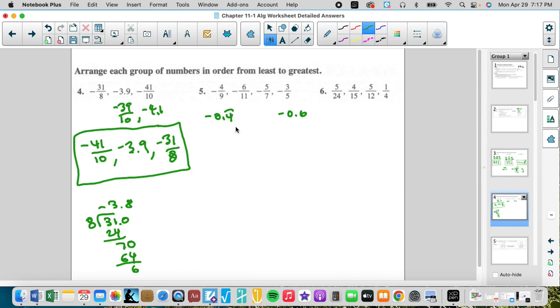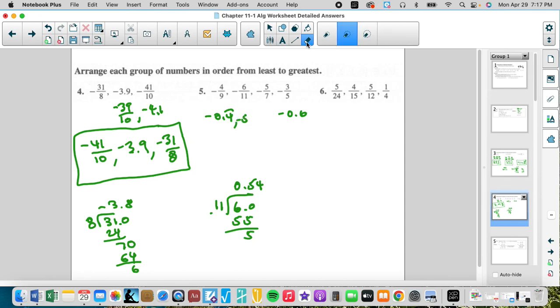Well, let's find decimals. 11 goes into 6. 0 times, goes in 5 times. So that's good. So that's going to be 55. And that's 5. So that's going to be 4. So this is going to be negative 0.54. Whoa. Negative 0.54, and then what's 5/7?